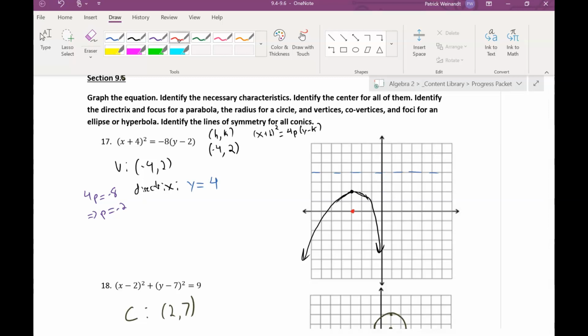Our focus, that's just a singular point, and we went down 2 from the vertex. So that's going to have an x value of 1, 2, 3. Should be -4 and 0.